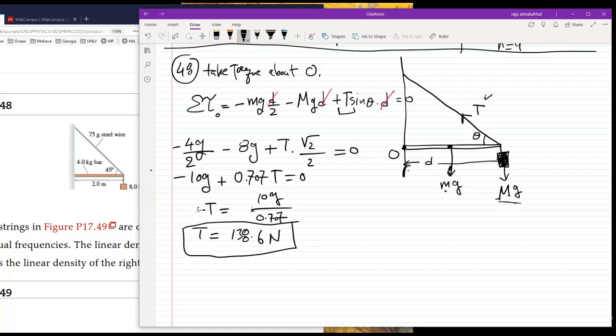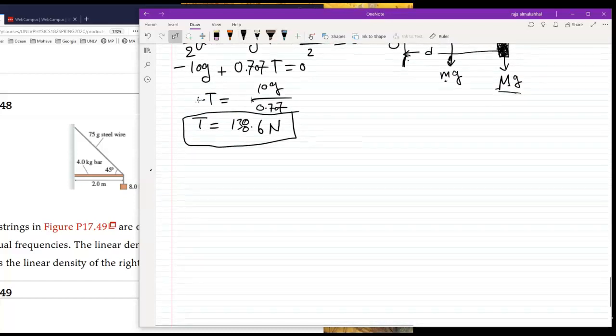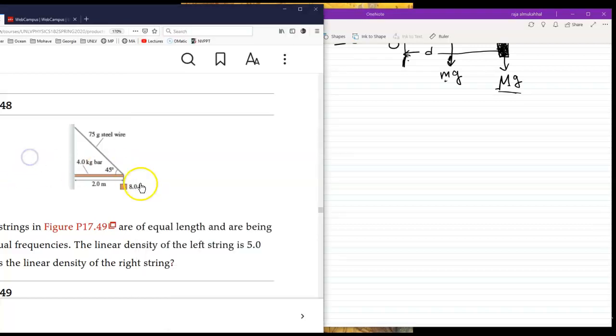Now, I'm done with this diagram. The whole purpose of it is just to get me the tension. Now, do I know the mu value? I don't. It's not given to me, correct? No, it's not given. What's given to me is the total mass of the string. I thought it was the mu value, but what's given to me is the total mass of the string.